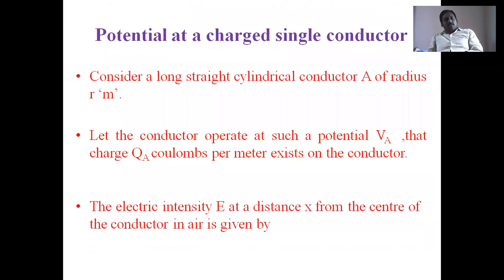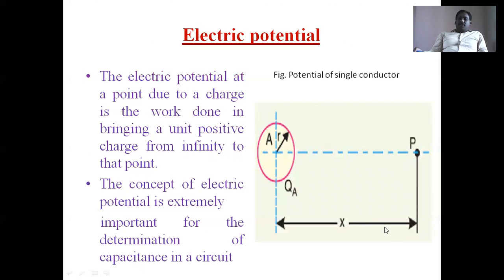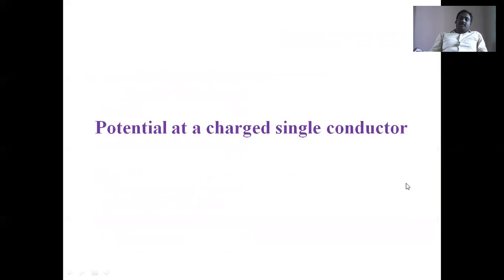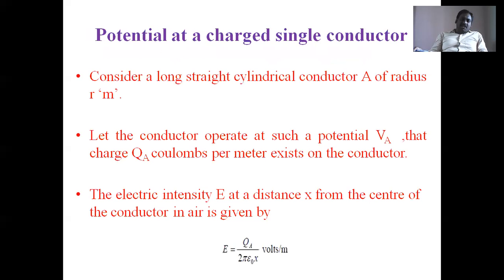First we have to calculate the electric field intensity at a distance of x from the center of the cylindrical conductor A. That means at point P we have to calculate the electric field intensity. Here cylindrical conductor means the charge distribution is a line charge. That's why the electric field intensity is E equals rho L by 2 pi epsilon naught x. Their distance is x, not r.